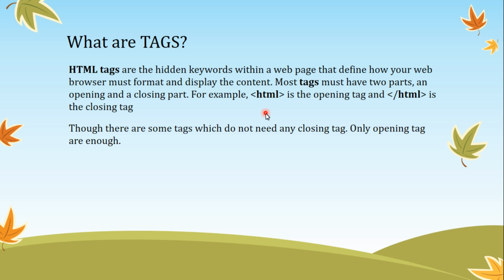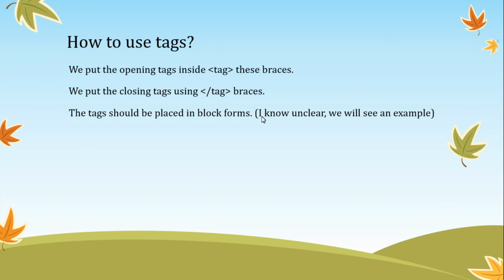So let us proceed to the next topic, which is how to use tags. We have seen in the previous slide that the opening tag is placed within angle brackets, and within the angle brackets we have the name of the tag, whatever tag it might be. So this is the opening tag. A closing tag is generally an angle bracket followed by a front slash, then the name of the same tag and a closing angle bracket.